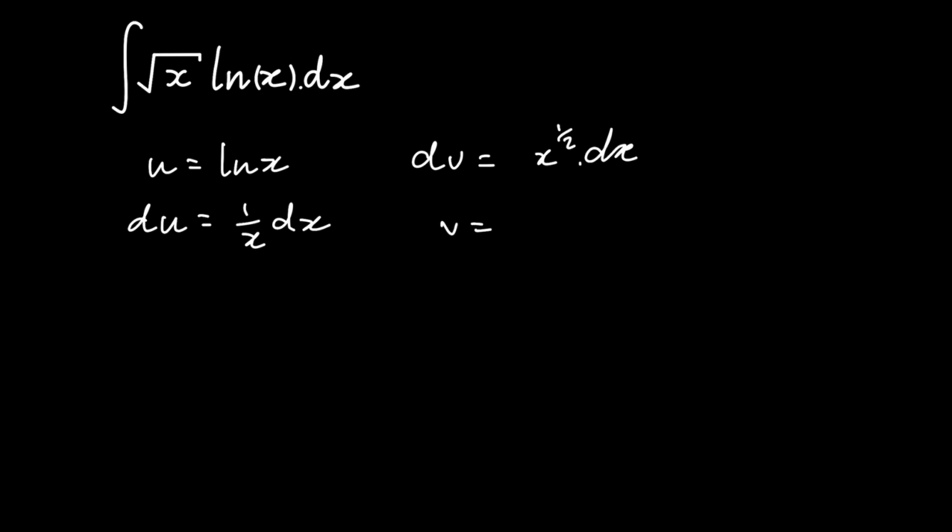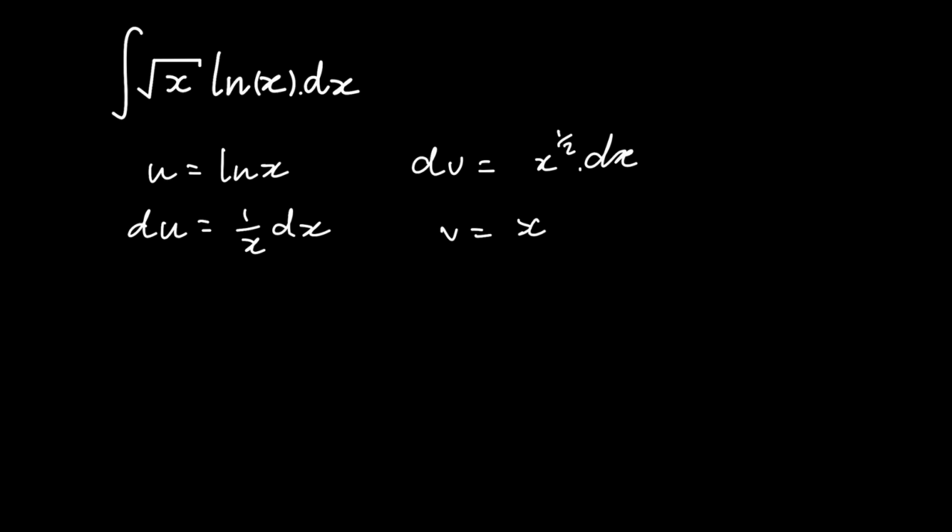And then if we integrate x to the power of 1 over 2, we add 1 to the exponent, so it becomes x to the power of 3 over 2, and then we divide by the new exponent, so we have 2 over 3. Because 1 divided by 3 over 2, we invert that fraction, and it becomes 2 over 3.